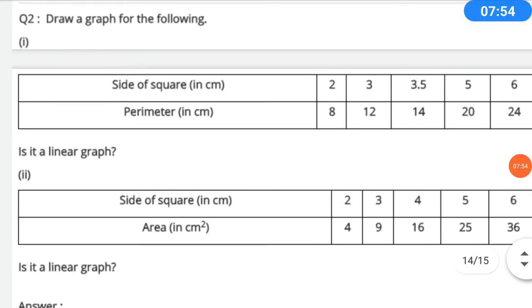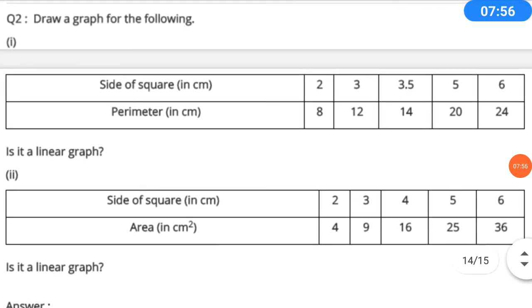Moving toward the second question of this chapter, we have question number 2. Here again two sets of data are given: the side of a square 2, 3, 3.5, 5, 6, and the perimeter. When the side of a square is 2, the perimeter is 8; for 3, 12; for 3.5, 14; for 5, 20; and for 6, 24. It is asked whether it is a linear graph.